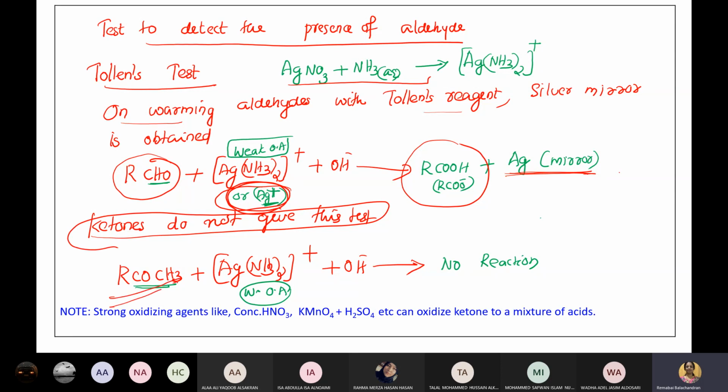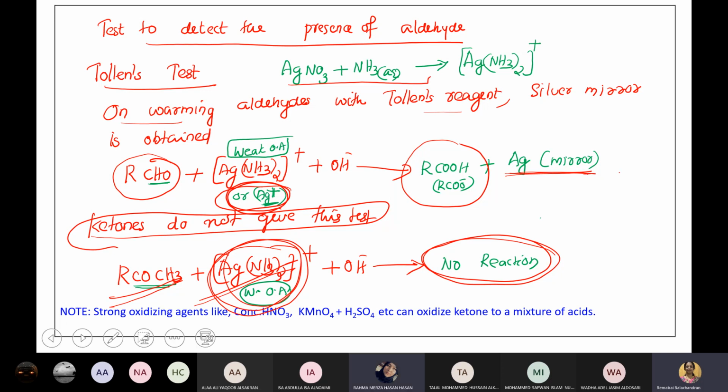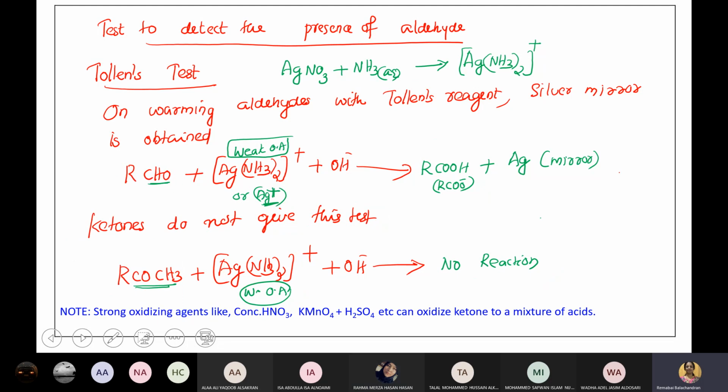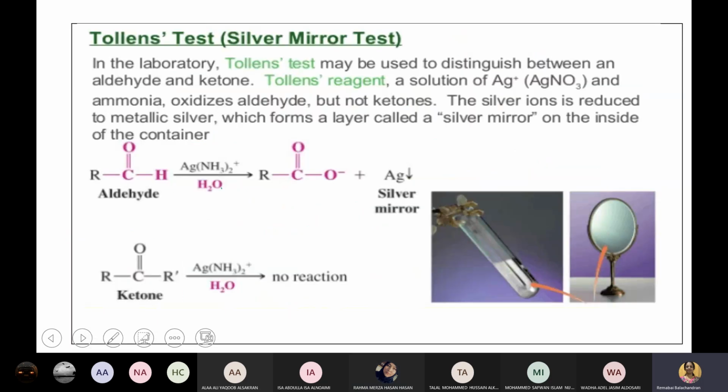So that means ketones plus Tollens reagent, there is no reaction, because Tollens reagent is a weak oxidizing agent. It cannot oxidize ketones, but it can oxidize aldehydes. So this is a test to distinguish aldehydes from ketones.